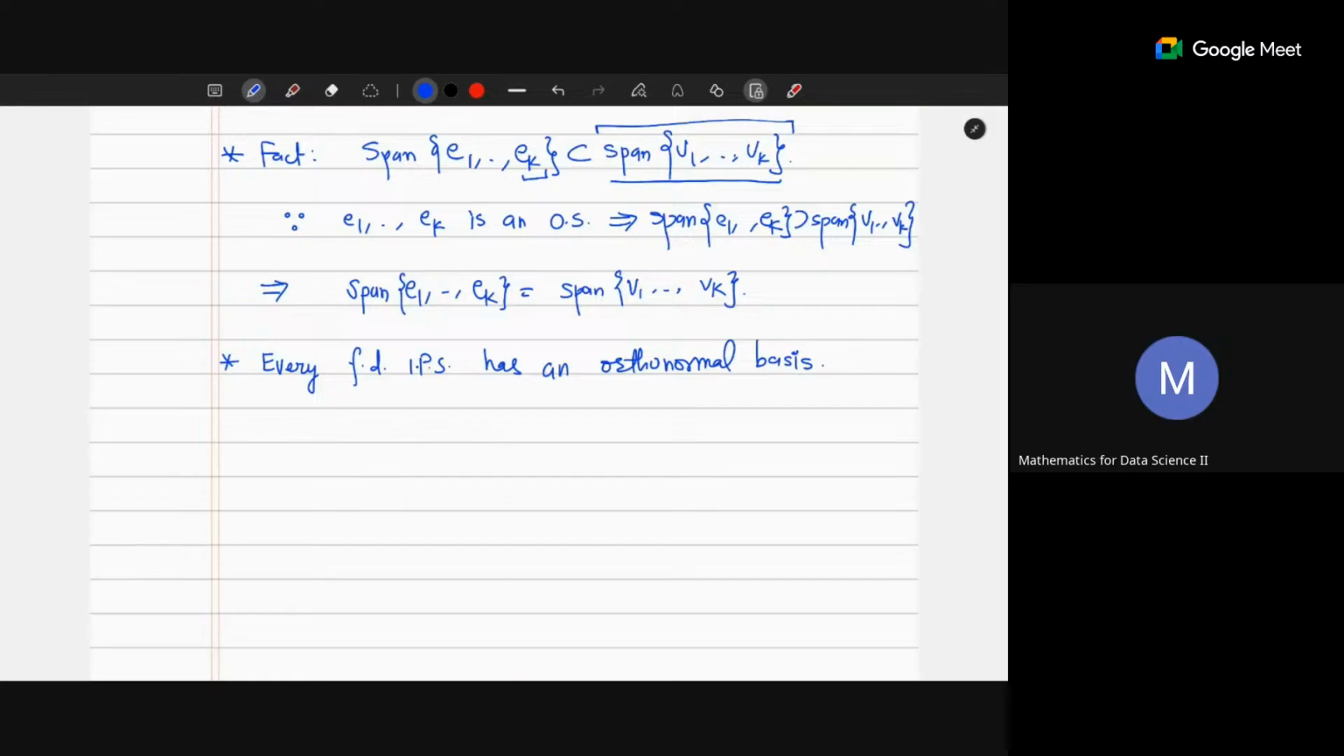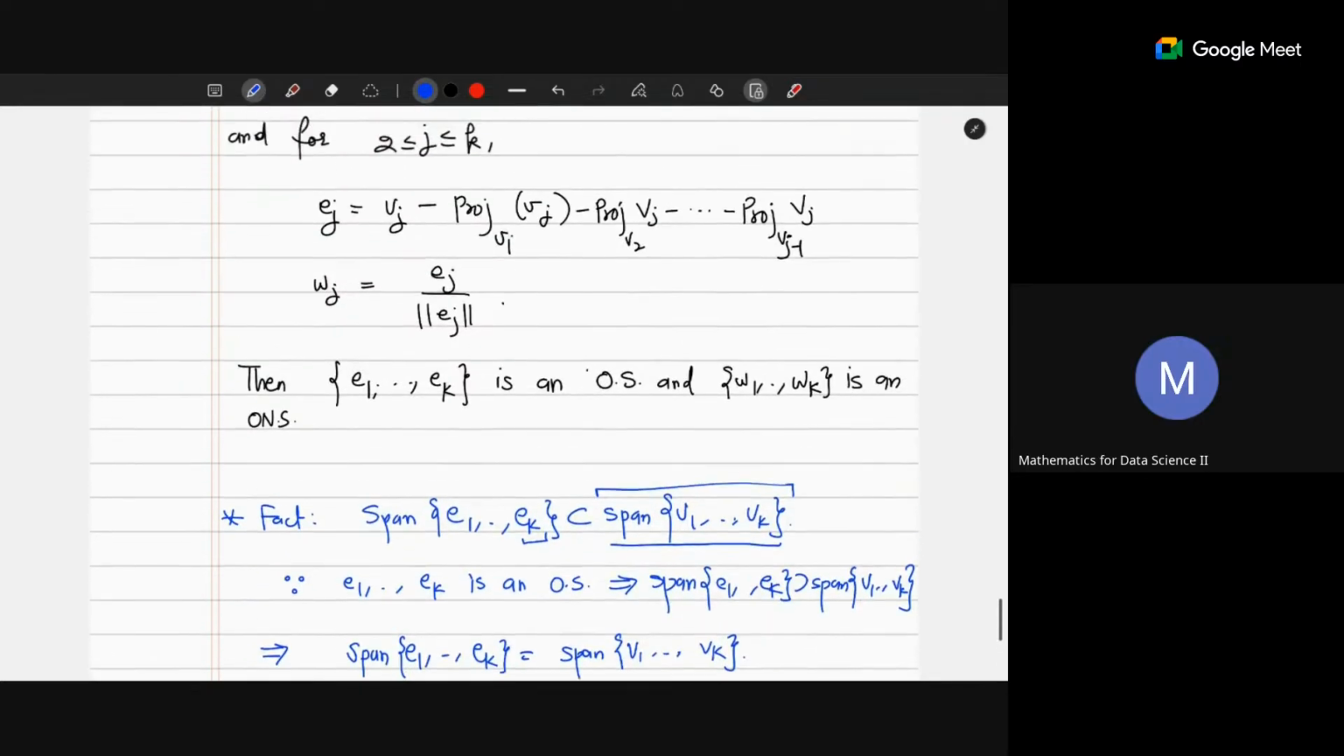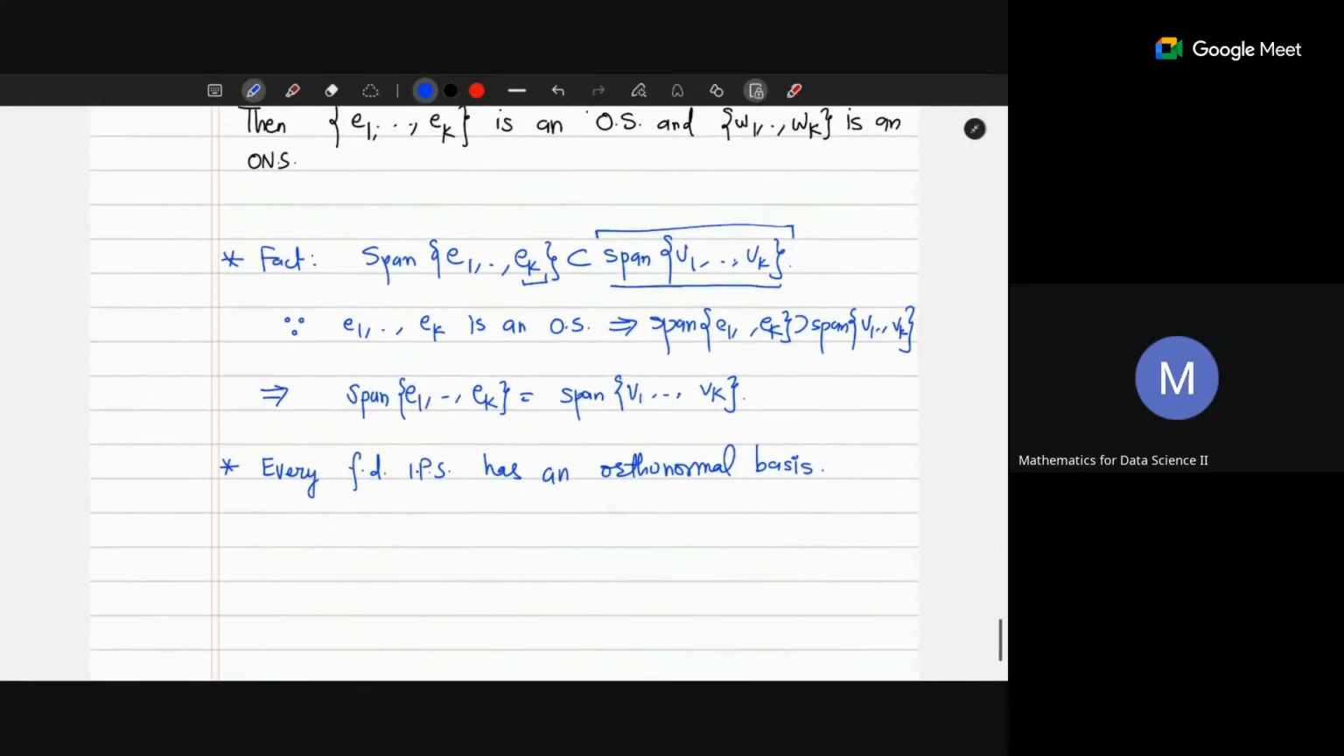All right. Okay. So now, do you guys have any question on this GS procedure? If not, then we can move to orthogonal transformations.